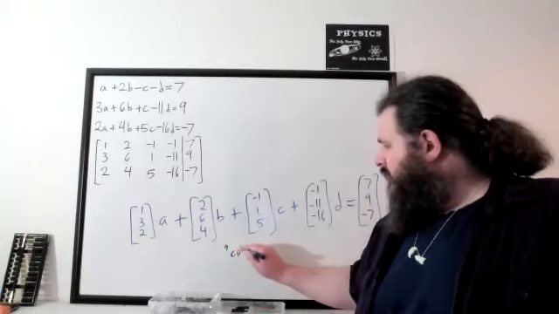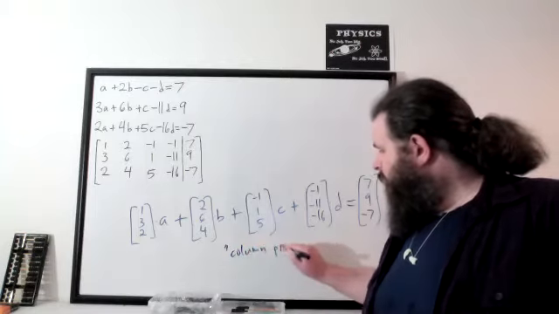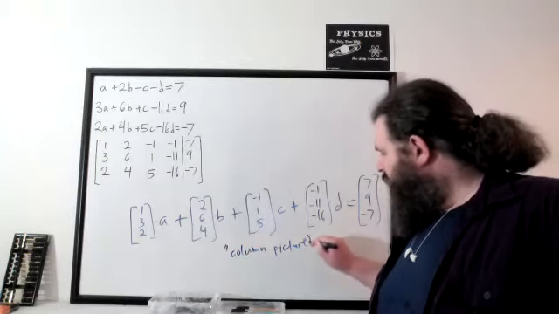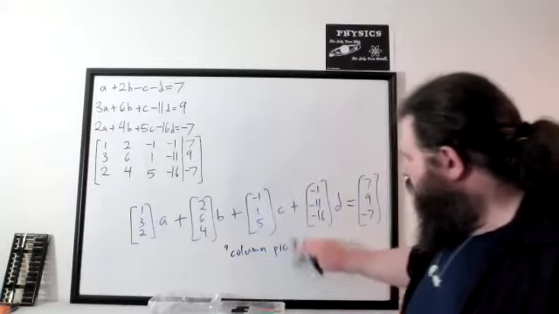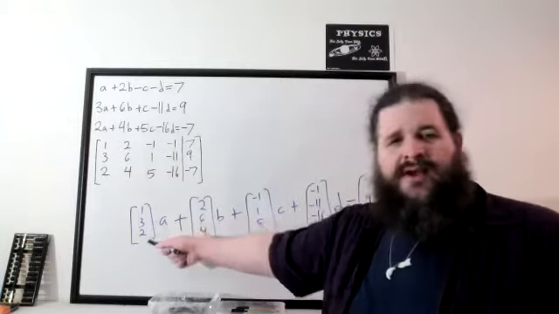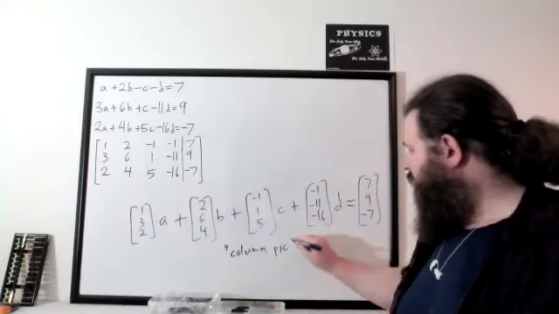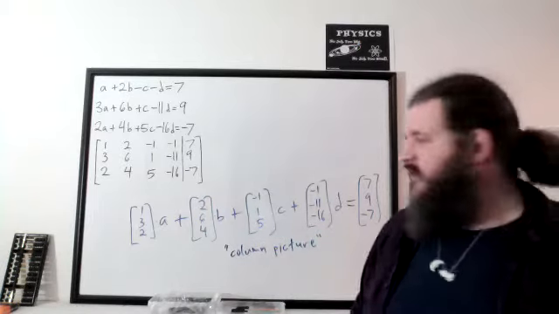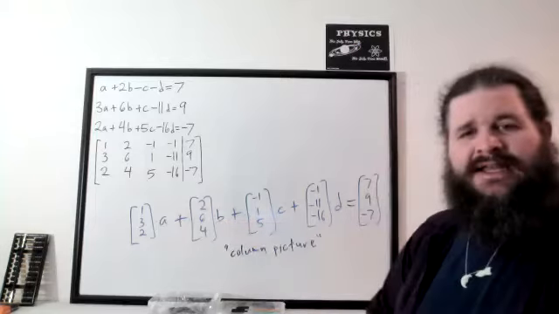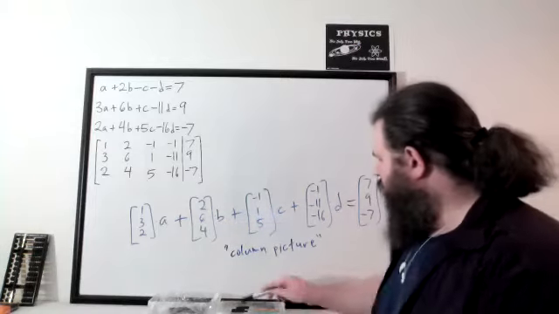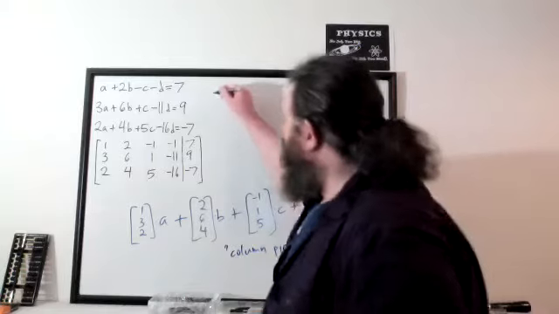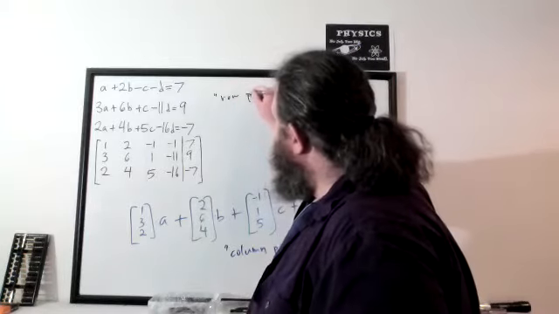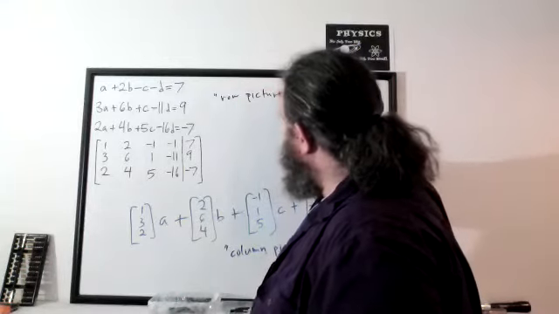And the book calls these the column picture, in the sense of if you visualize going some distance in this direction, some distance in this direction, and so on, to get to this location. We want to know just how many copies of each vector do we need. Or what the textbook calls the row picture of the same system of equations.